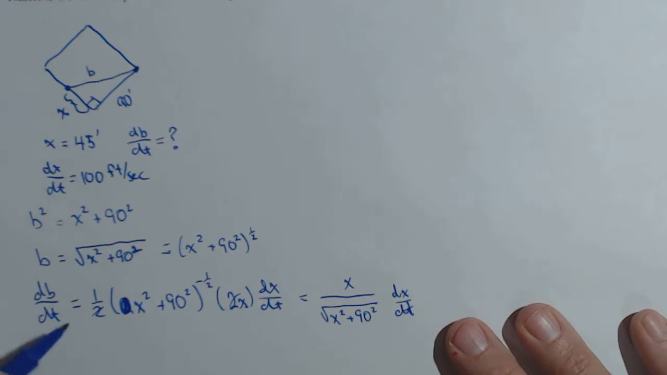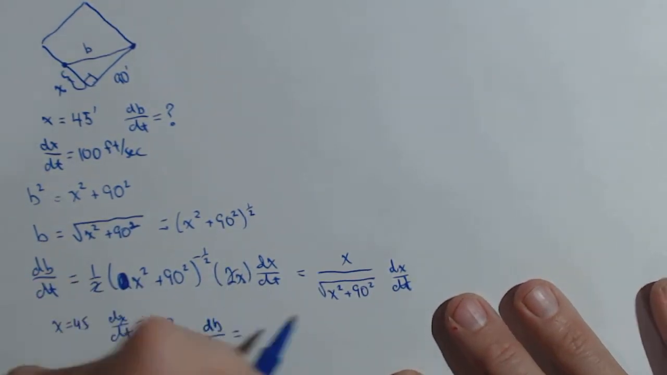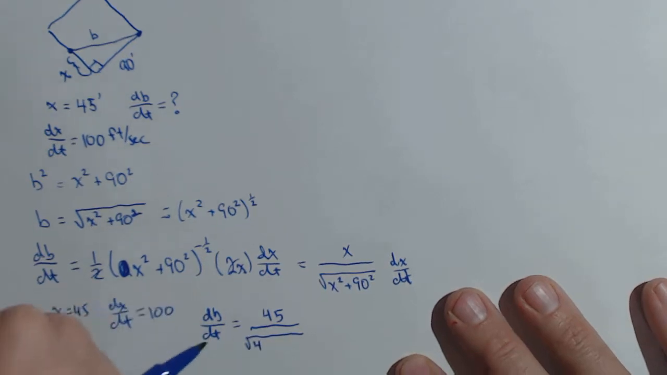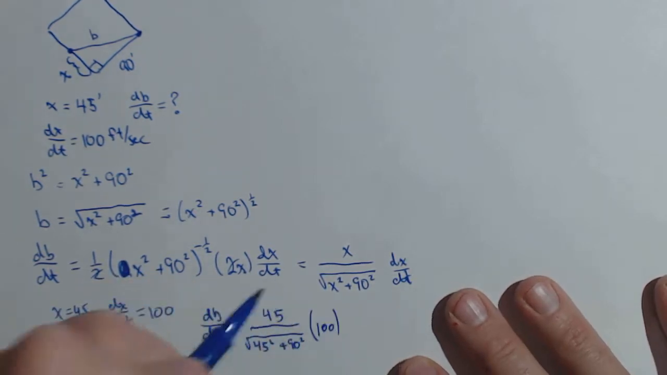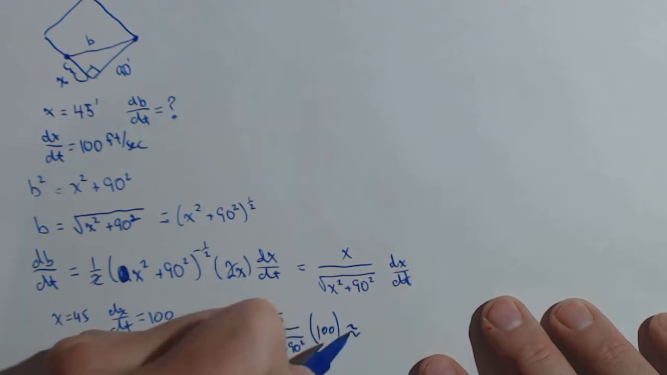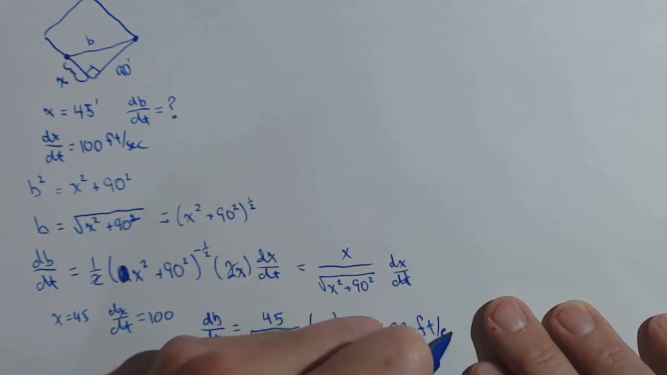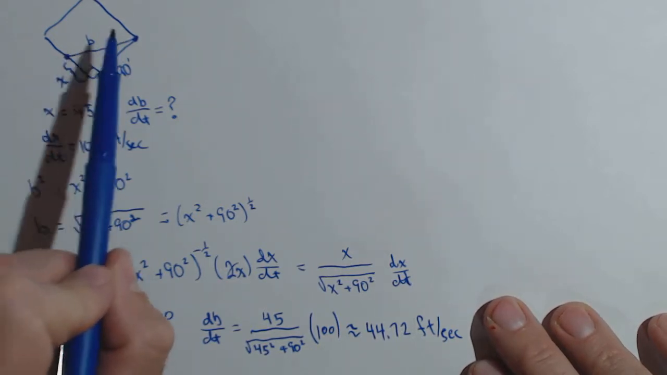Now for our example, we're doing it again when x equals 45 and dx/dt equals 100. So to solve for db/dt, we plug in our values, and we get 45 over the square root of 45 squared plus 90 squared, times our dx/dt, which is 100, which as a decimal is approximately 44.72. The units are feet per second, because x is measured in feet and time is measured in seconds. Change in x with respect to a change in time is feet per second. So that gives us the rate that the distance between the ball and first base is changing.